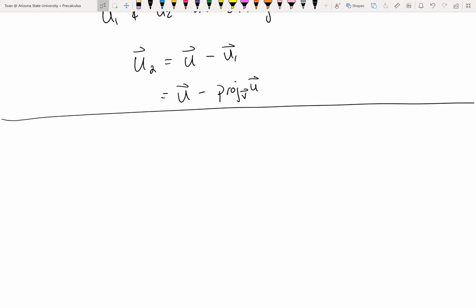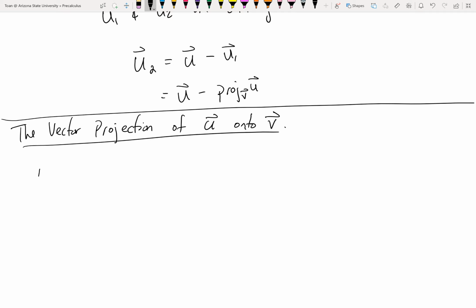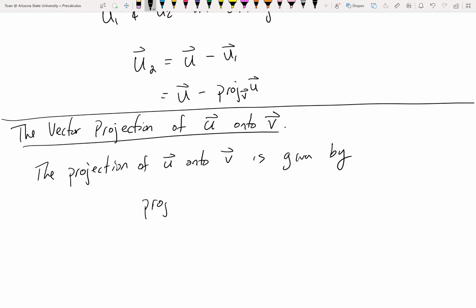Let's go ahead and write this as a clear, crisp formula box, and then we'll do an example. So this is the vector projection of u onto v. We say the projection of u onto v is given by this formula here. I'm just rewriting the formula: u dot v divided by the magnitude of v squared times vector v.